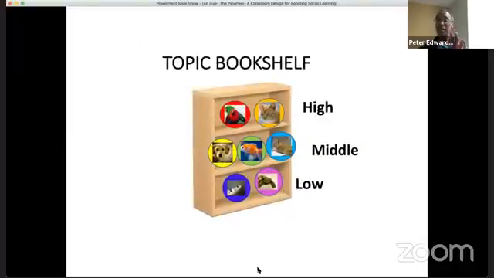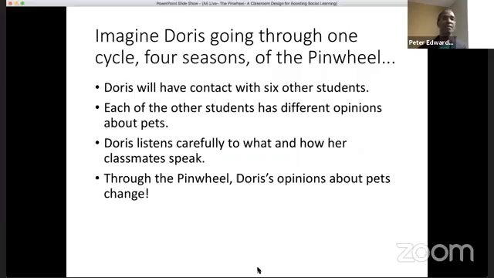Again, very quickly, we're going to put this into high, middle, and low. We've already done that. You put dogs on the high shelf, John Mark, and you put snakes on the low shelf. Let's see what Doris does. In the next slide, please. Doris is going to have contact with 6 other students in the class today, and let's see what she's chosen. Doris likes cats, we know. So the next slide.